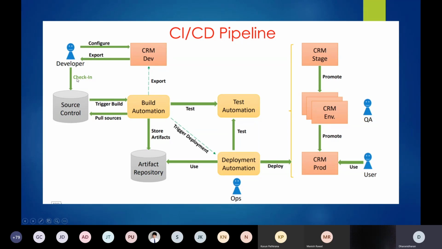In the gated check-in, we have configured SonarQube and JSHint. SonarQube is for all the plugins, workflows, and the custom code which you are writing on the Dynamics CRM projects. And the JS lint is for the HTML and the JavaScript which you are writing. So we have enabled the gated check-in process.